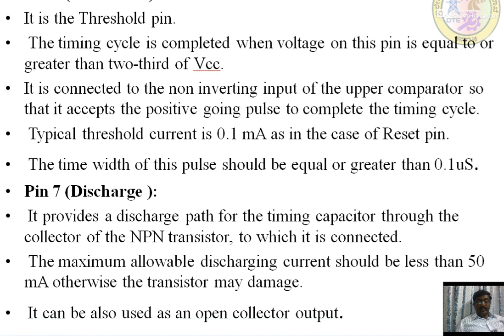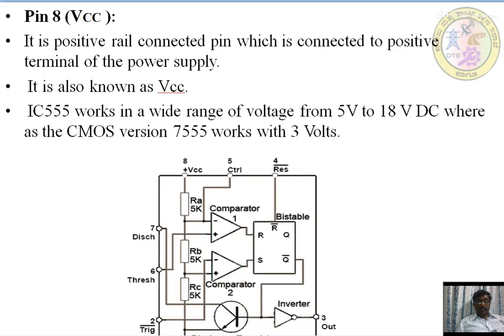And pin number 7 is the discharge pin. It provides a discharge path for the timing capacitor through the collector of the NPN transistor to which it is connected. So what does discharge path mean? It is also acting as an input, and the maximum allowable discharge current should be less than 50 milliamps, otherwise the transistor may be damaged, and it can be used as an open collector output.